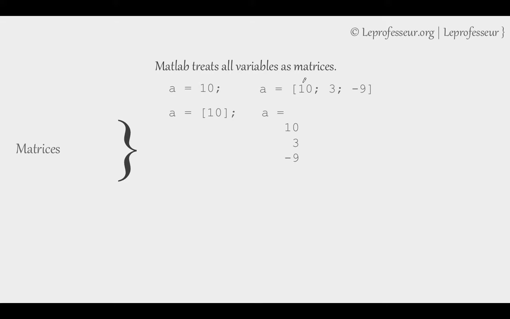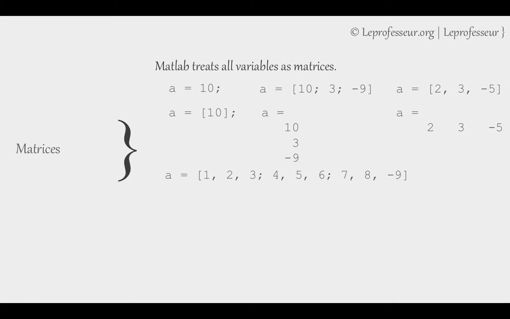Sorry, so 10 is one row. So semicolon separates a row. Then 3 starts the next row, minus 9 starts the next row. Okay. Now if we have just a comma, what does it mean? It means that we have just 3 columns: 2, 3, minus 5. So remember, semicolon means row, just a comma means column, creates a column. Easy? Okay, good.